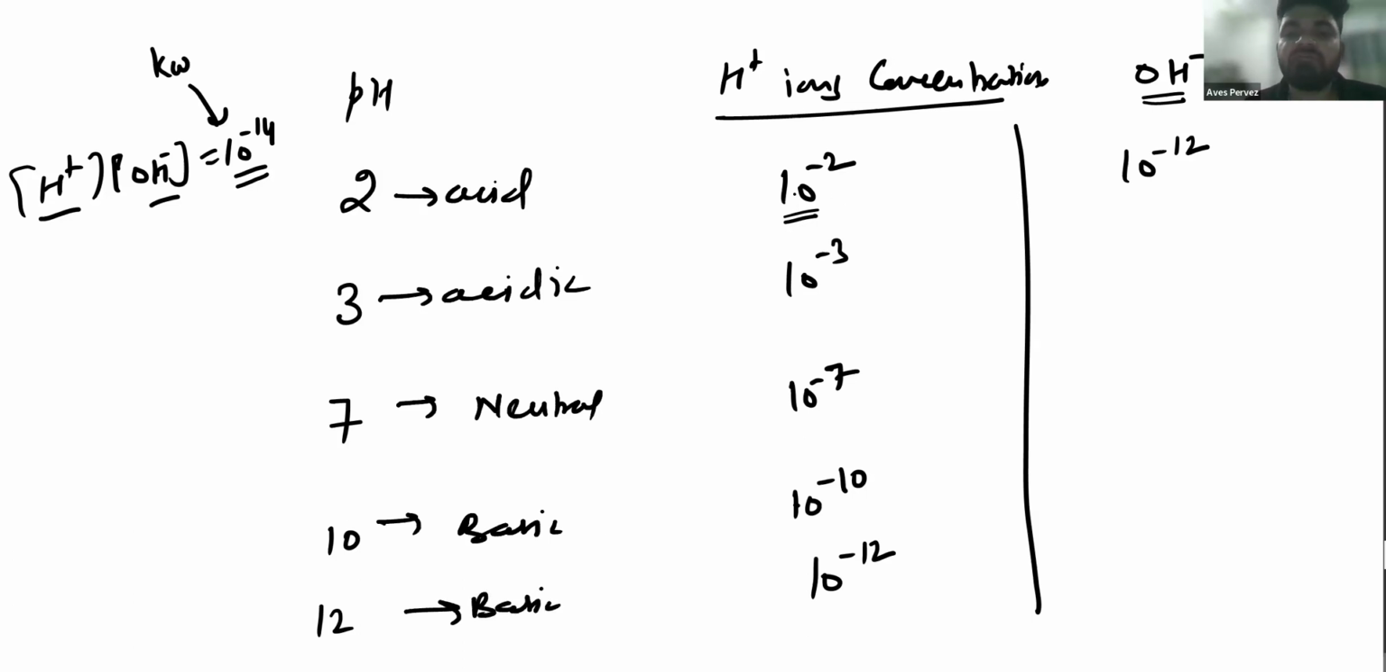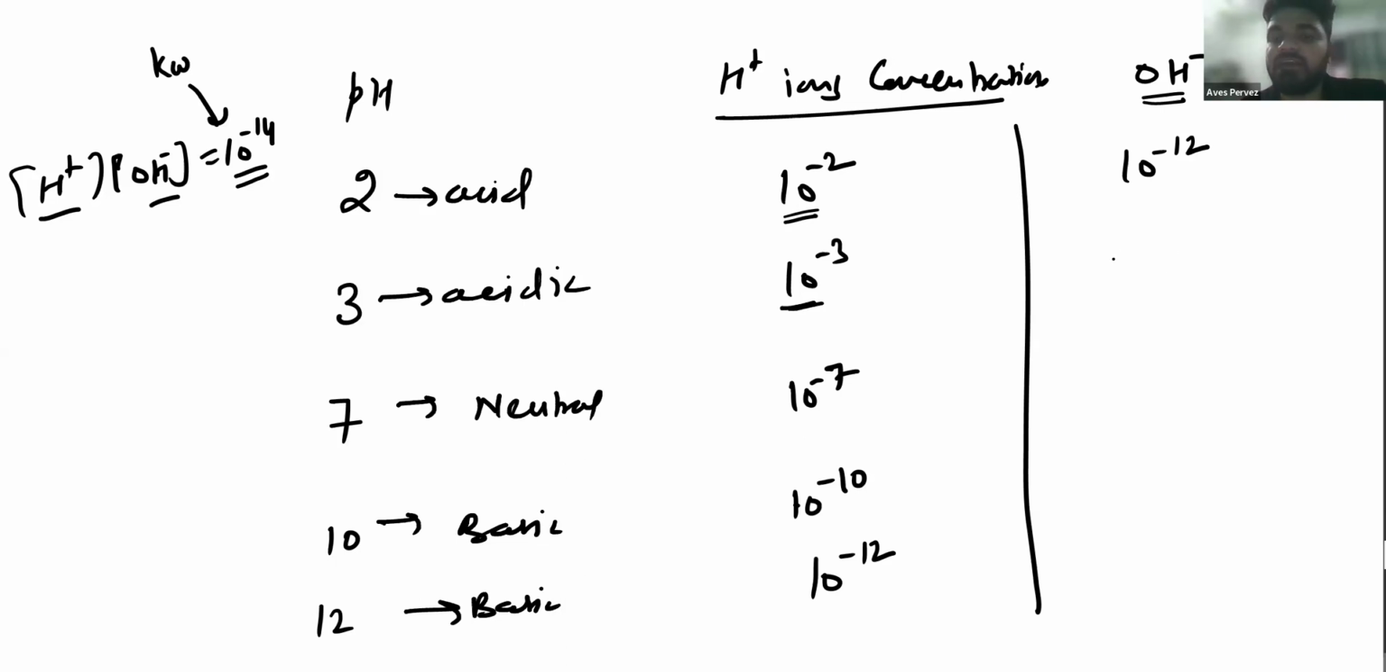So if we have this one, the OH ion concentration will be 10 raised to the power minus 12. The pH is 2, then the H plus ion concentration will be 10 raised to the power minus 2, and the OH ion concentration will be 10 raised to the power minus 12. Okay, you understood? Similarly, if pH is 3, then the concentration of H plus ion will be 10 raised to the power minus 3.